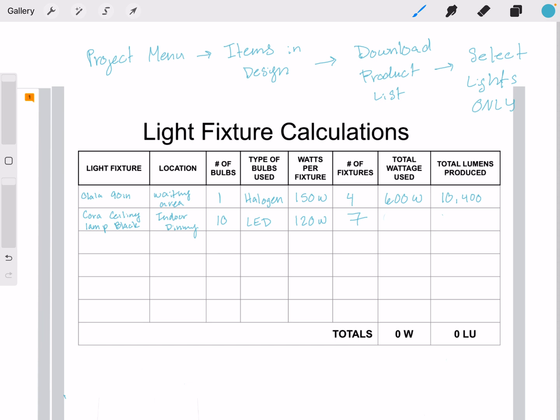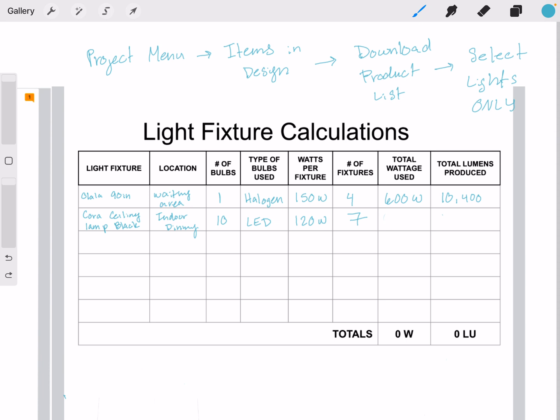But what we're going to do now, once you've got all this information, the names of those items are going to go in this section here. Okay, so I went ahead and put two of mine already in our little chart. So I have my OLED 90-inch chandelier, and then I have my Cora ceiling lamp. So I'm going to show you two different examples of how to calculate this.